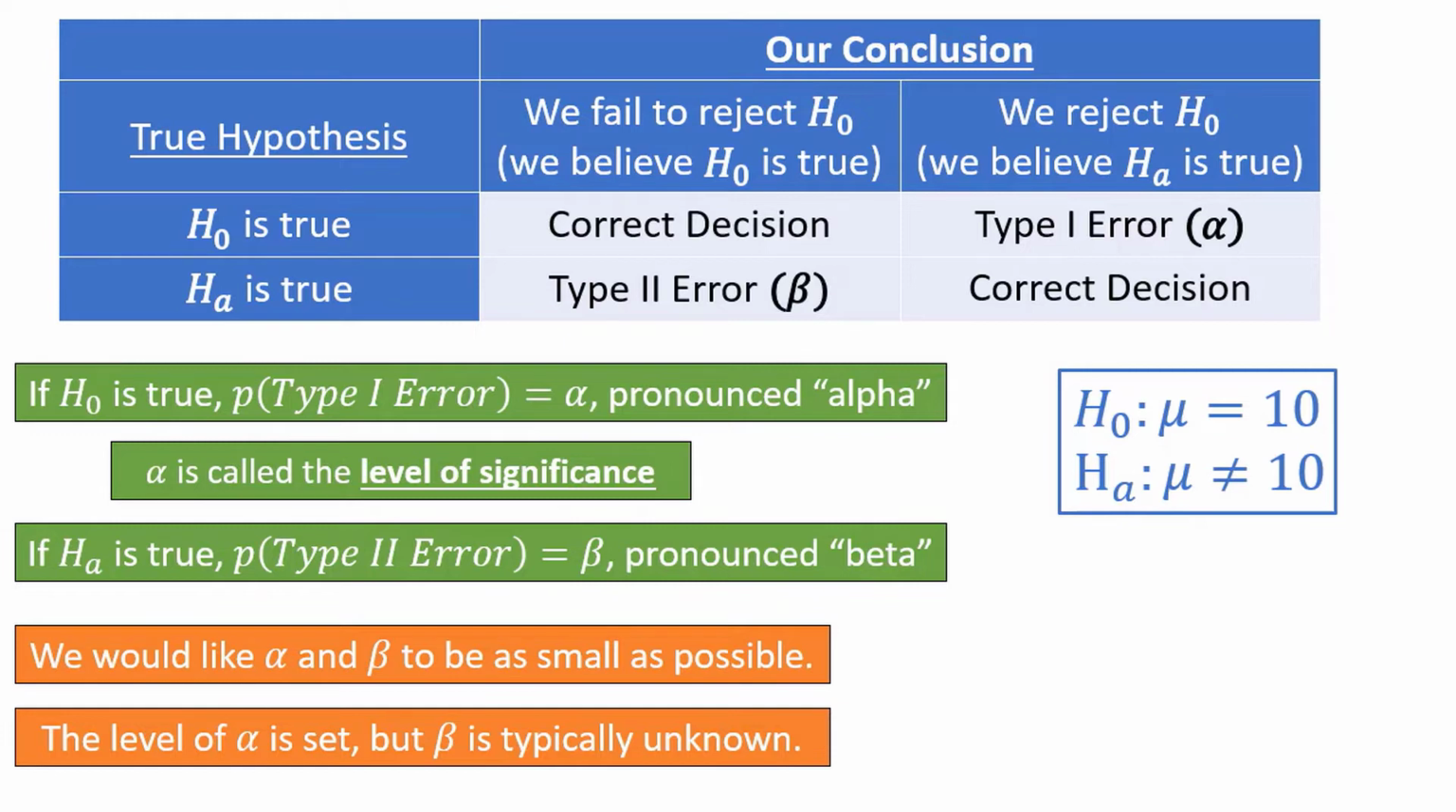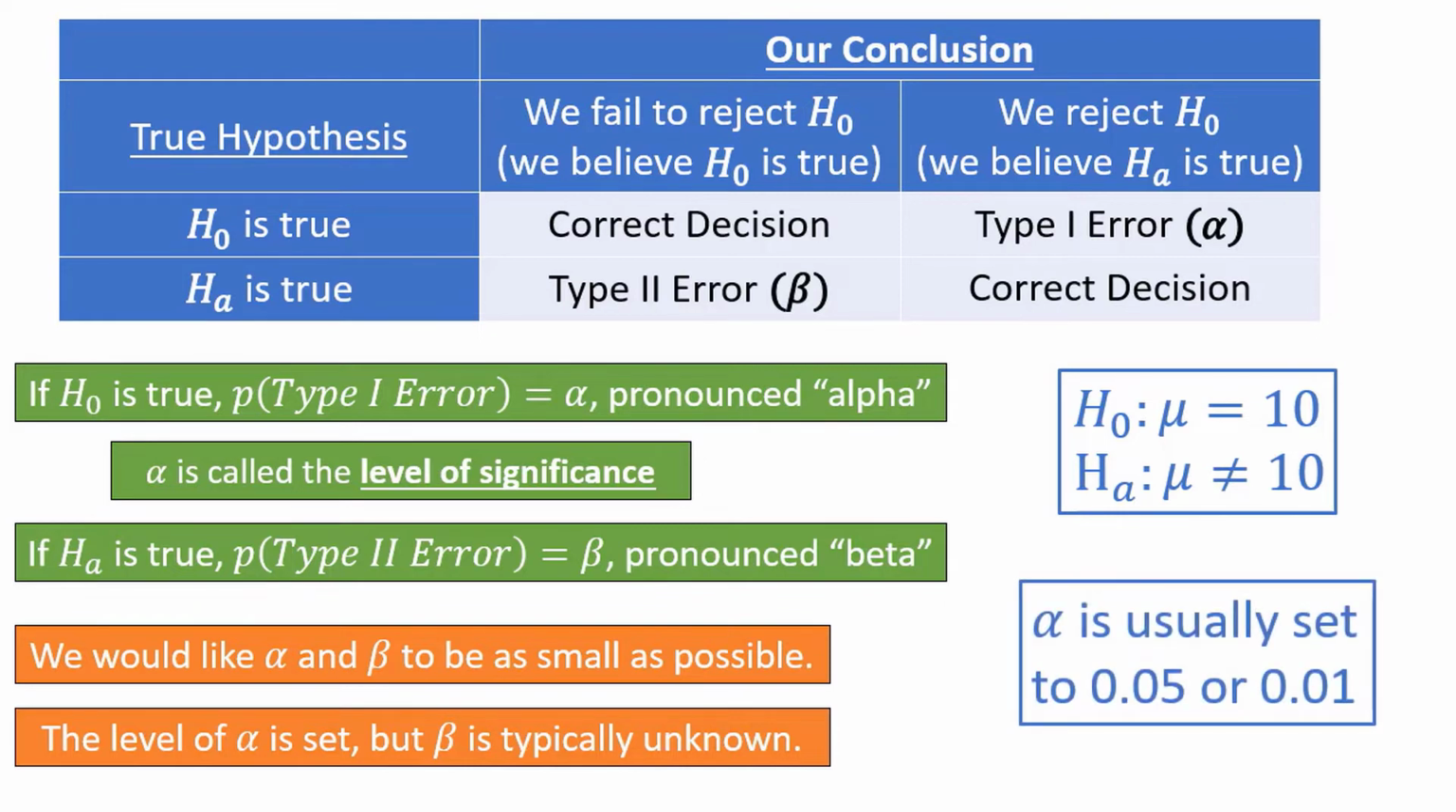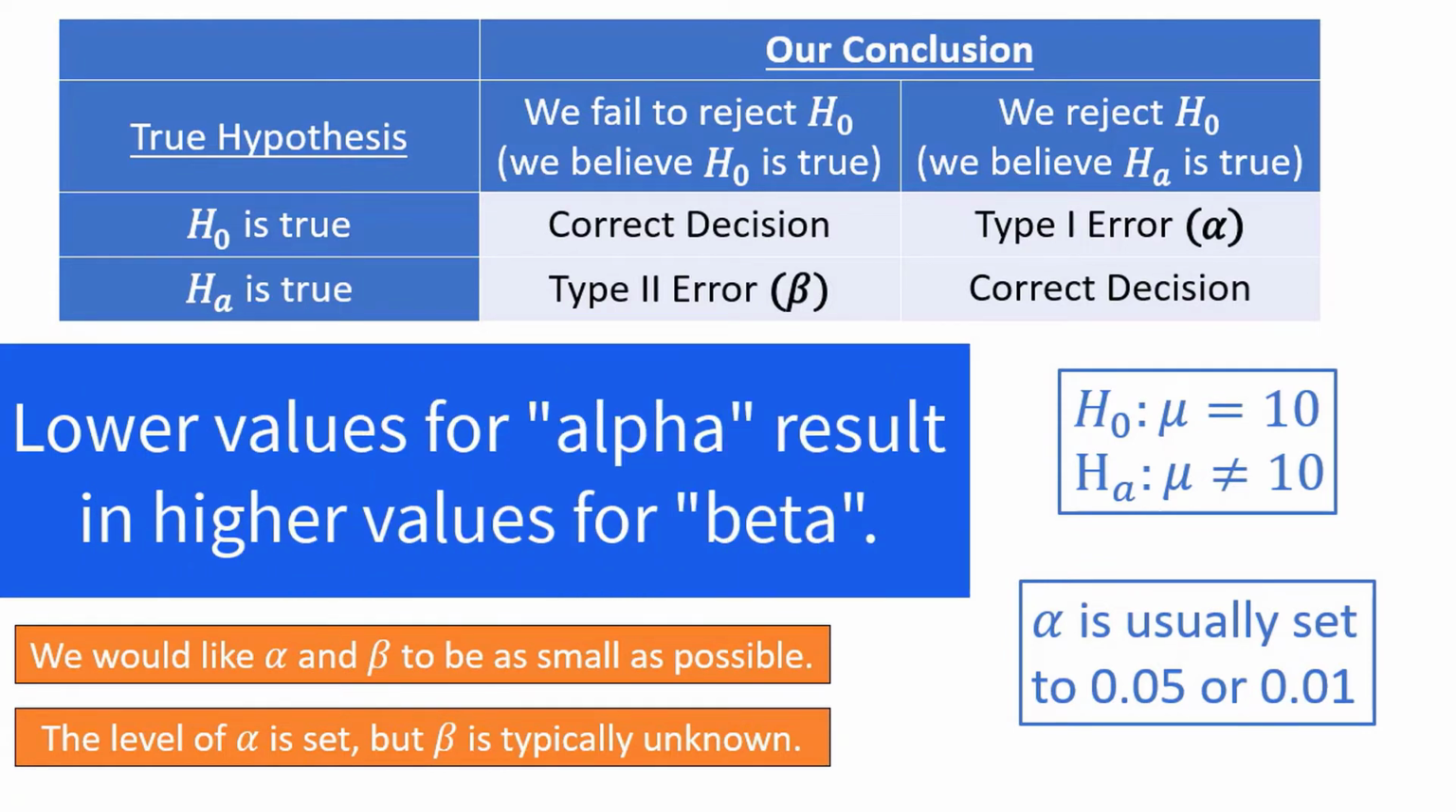The type 1 error rate, alpha, is often set to 0.05 or 0.01, meaning there is a 5% or 1% chance of making a type 1 error when the null hypothesis is true. Other values can be used, but 5 and 1% are the most common. Generally, if alpha is lower, that will increase beta, the probability of a type 2 error, so keep that in mind when choosing a level for alpha.